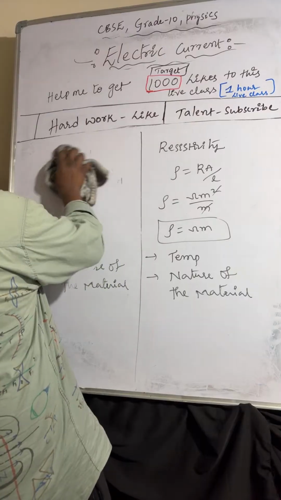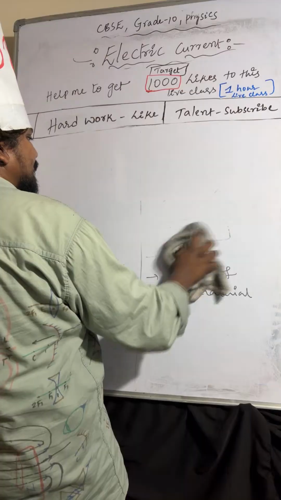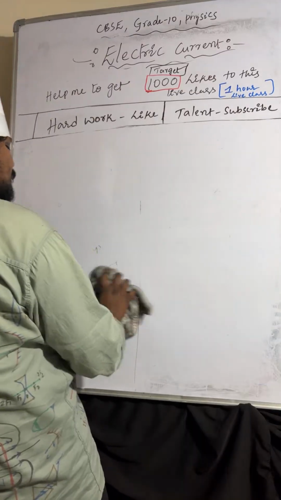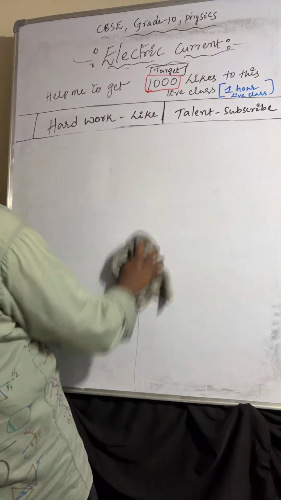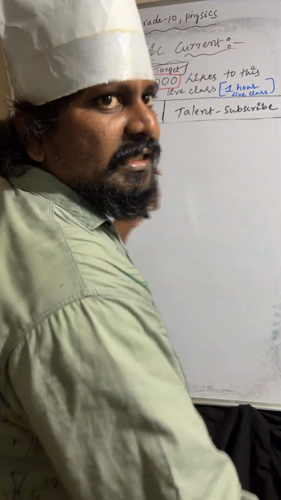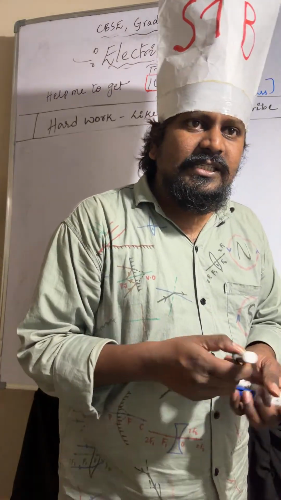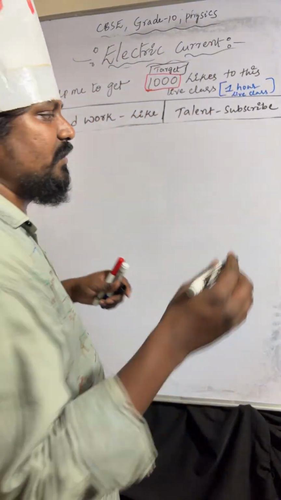Understood? Next we'll discuss resistors connected in series combination, then resistors connected in parallel combination.